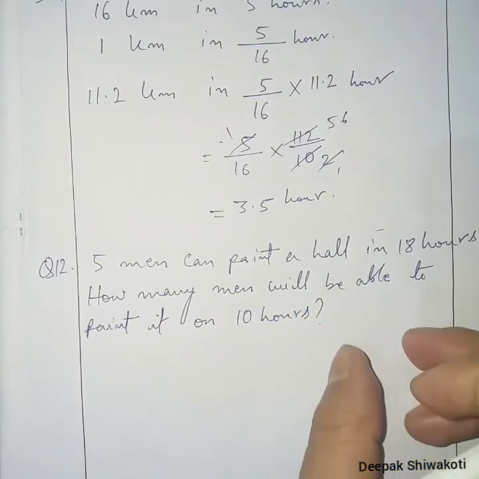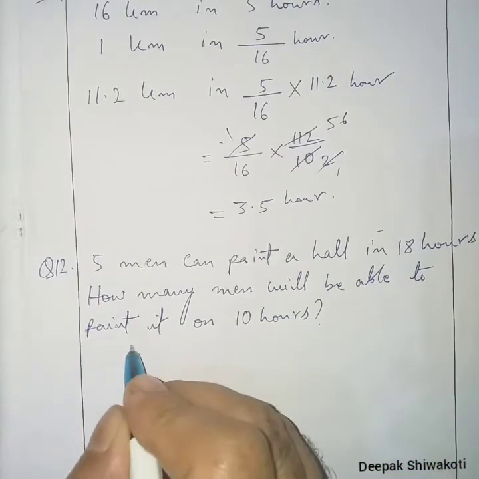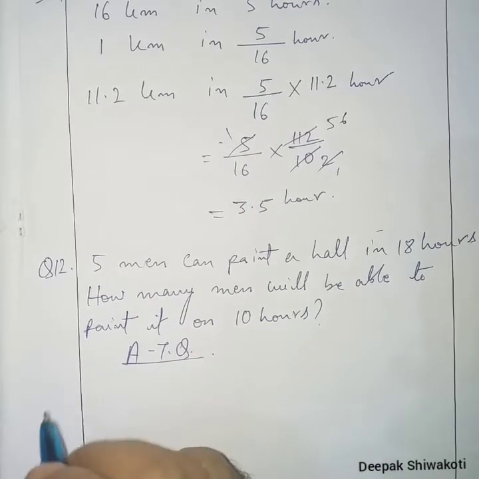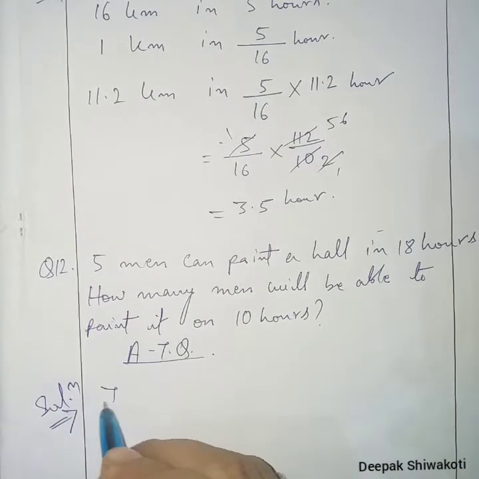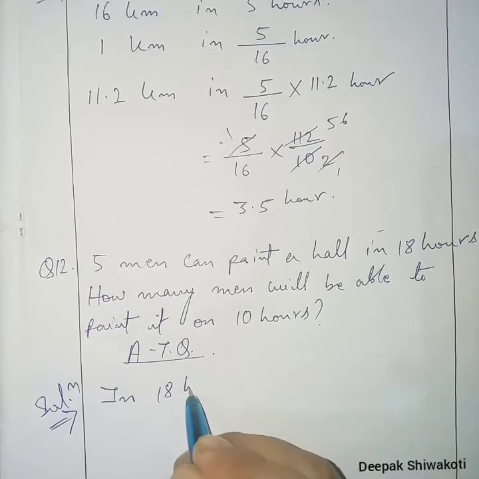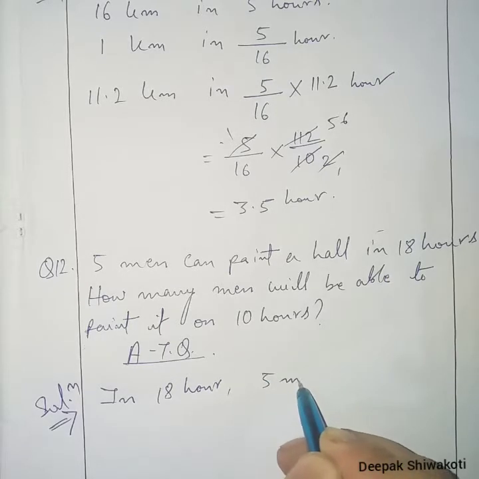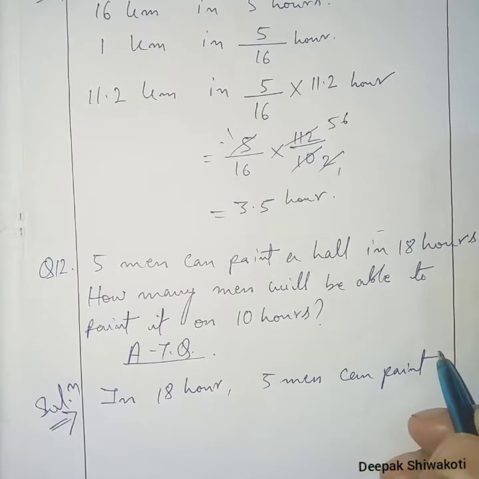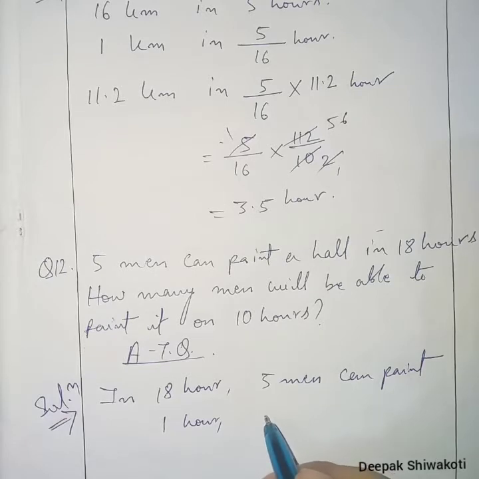So number of men will be this side and the time will be this side. So according to the question, solution, in 18 hour 5 men can paint. So 1 hour will require more men. Just see this.